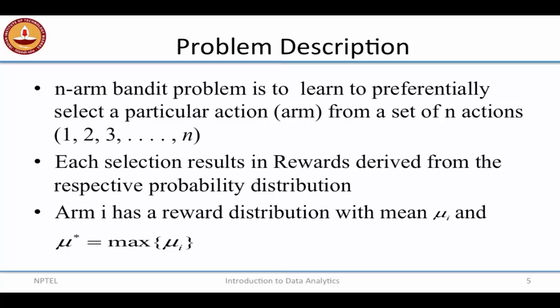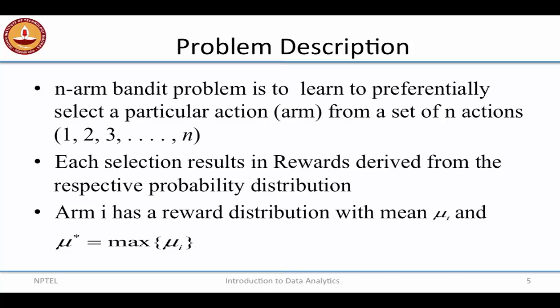So an arm could be a medicine that you give to a patient, and the reward could be whether the patient survives or not, and the probability of survival of the patient is determined by the system. So what disease the patient is suffering from, what are the other conditions that are prevalent at the time, what is the efficacy of a medicine, and so on and so forth. A variety of factors determine the probability with which the patient will recover.